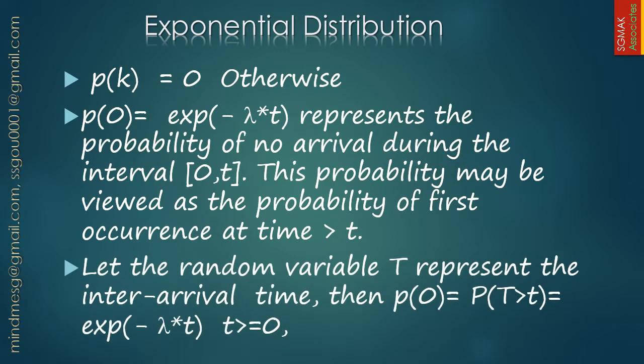So let's define another random variable, capital T, that represents the inter-arrival time. Then the probability of no arrival during the interval 0 to small t can be written as the probability that capital T is greater than t. That means the inter-arrival time is greater than t. No arrival took place during the interval of length 0 to t. So then the probability of zero arrivals can be written as e to the power minus lambda t.